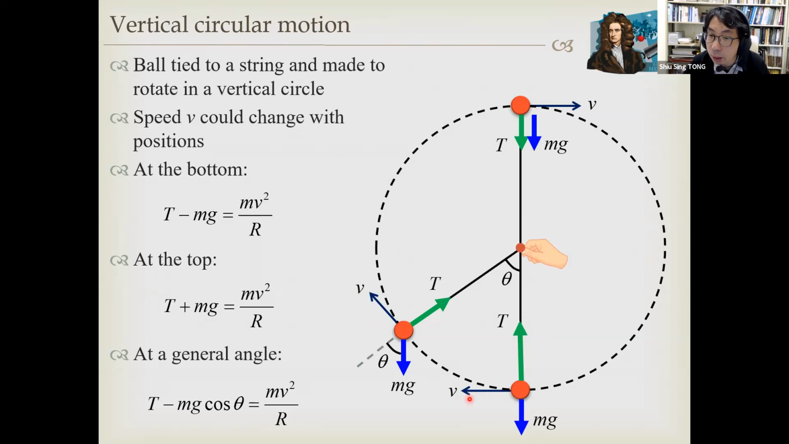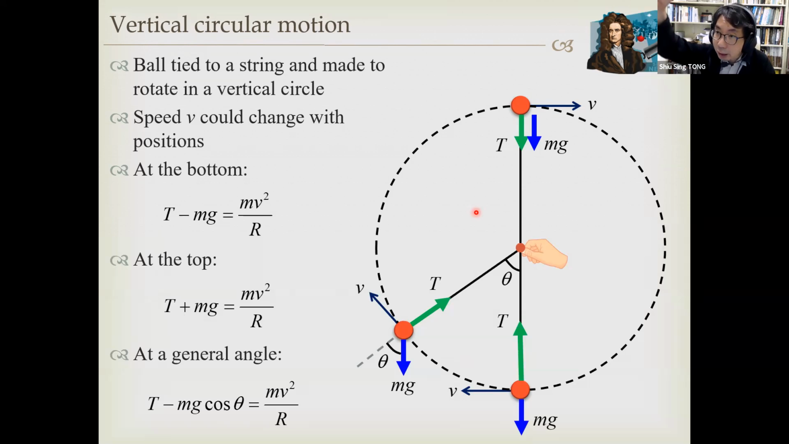So the v of the bit at the bottom may not be equal to the v, the magnitude of the velocity, the speed of the bit at the top. It will not be equal to the speed at a general angle. The speed keeps on changing with time, not just the velocity direction, but speed itself may be changing. So how will the speed change? Oh, that depends on the condition given in the problem.